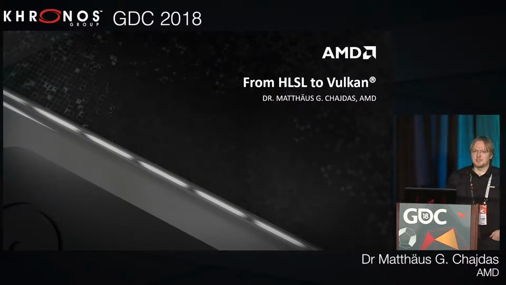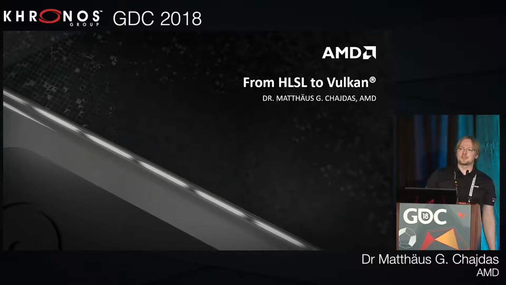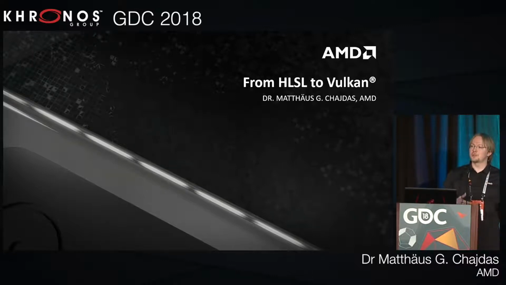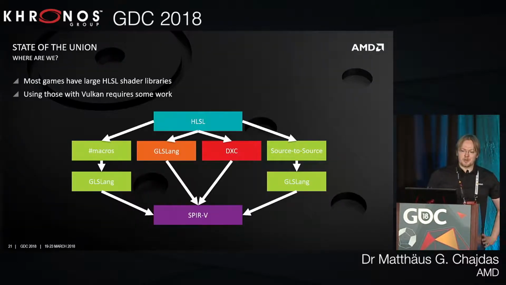And I'm Matthäus. I'm the other side of support at amd.com if you send questions about Vulkan and the shader compiler. And I'm going to talk a bit about how to get from HLSL to Vulkan, because that's the main thing we've seen when people are trying to port to Vulkan. They have huge code bases in HLSL and they want to figure out how to run them. So let's get started. Where are we currently?